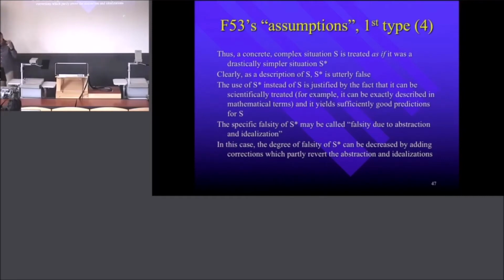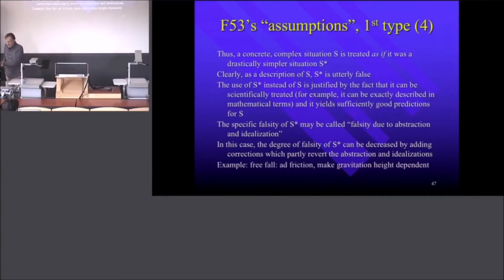So the sign for this technique of abstraction and idealizing is that you can revert it by adding corrections. That's important, quantitative corrections. And then you can, in many cases, improve the models. That happened in physics all the time.